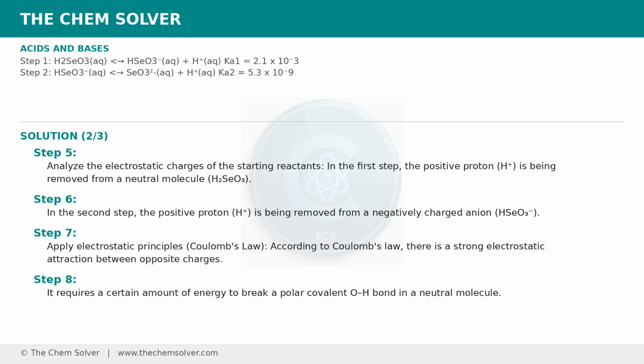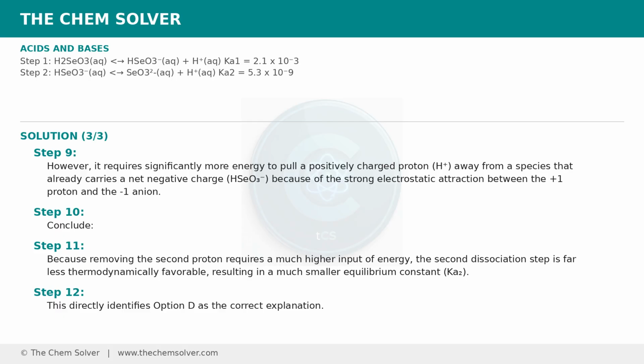Apply electrostatic principles, Coulomb's law. According to Coulomb's law, there is a strong electrostatic attraction between opposite charges. It requires a certain amount of energy to break a polar covalent O-H bond in a neutral molecule. However, it requires significantly more energy to pull a positively charged proton, H⁺, away from a species that already carries a net negative charge, HSiO3⁻, because of the strong electrostatic attraction between the +1 proton and the -1 anion.